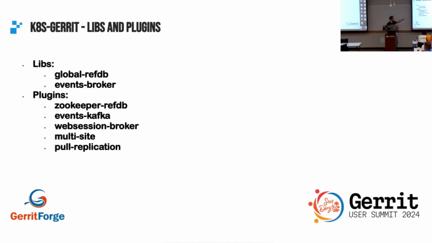For those of you that don't know, and I'm going to show this in a second, the way we allow different Gerrit primaries to know if a user is logged in or not is through the Web Session plugins. We use the Web Session Broker. I think there's a flat file one as well that simply uses a file. In this way, we synchronize the web sessions between all the nodes. And obviously, the multi-site and pull replication plugins, which I might mention a bit more in a second.